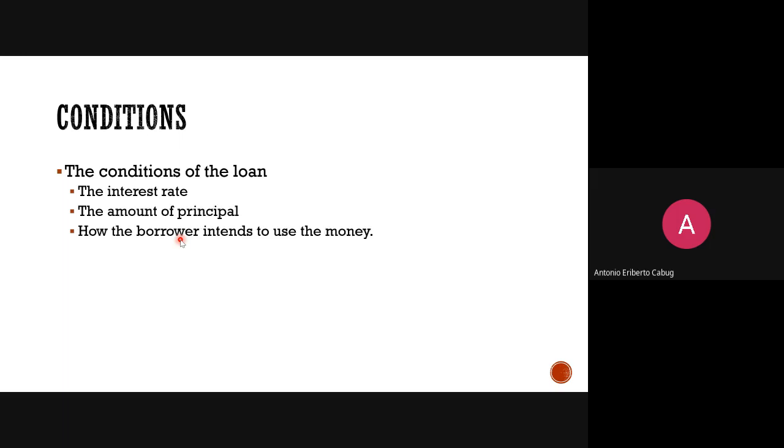Okay, the fifth C is conditions. Conditions of the loan. Ano yung interest rate, amount of principal, how the borrower intends to use the money. Kung sinabi mo yung purpose mo, mas maniniwala sila sa iyo magpautang. Kung hindi, hindi sila maniniwala sa iyo at baka hindi ka nila pautangin.